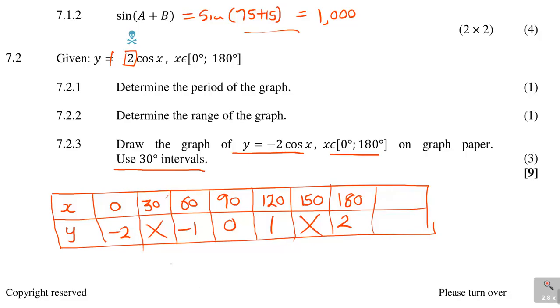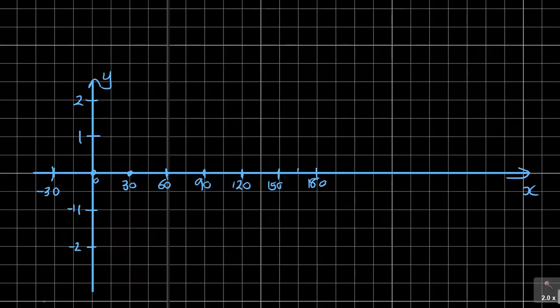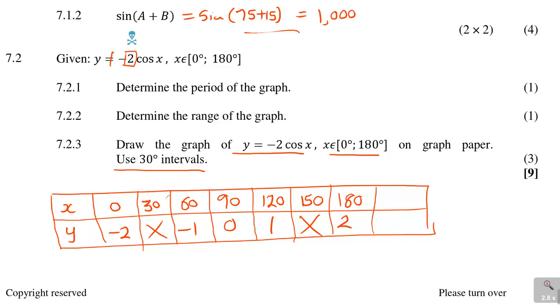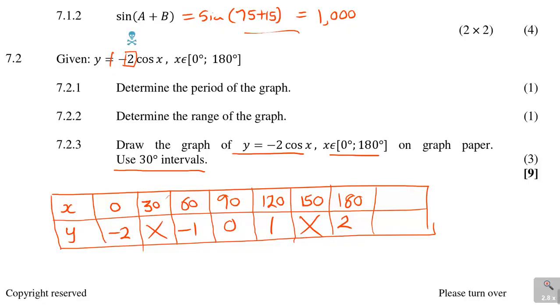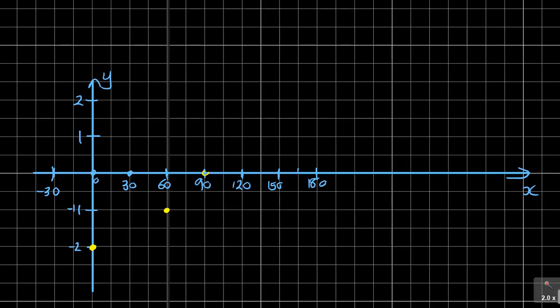Remember, when you're plotting, when x is 0, y is -2. So you have when x is 0, y is -2. It's on top of y. Move on. When x is 30, we leave it. When x is 60, y is -1. So you go for x 60 and -1. There's a point there. And then when x is 90, y is 0. There is a point on top there.